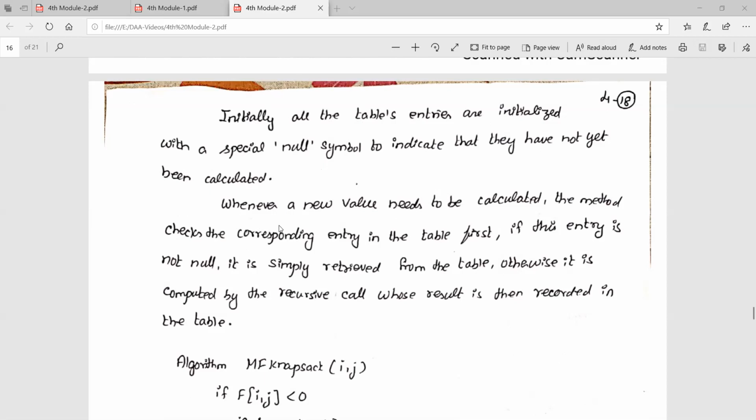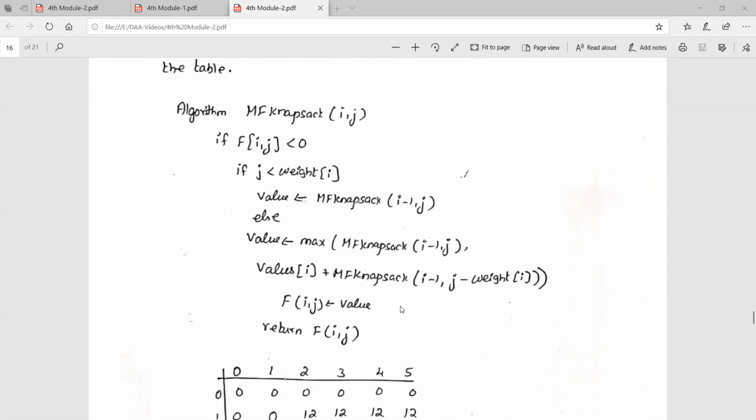Now, whenever a new value needs to be calculated, we have to check the table first. If the entry is not null, meaning some value is already in the table, we can simply retrieve it from the table. Otherwise, we compute it by the recursive call and then record it in the table. That is the concept of the memory function.